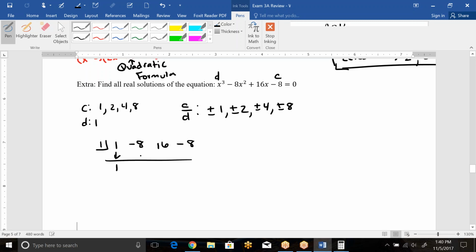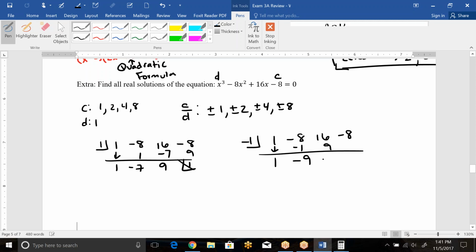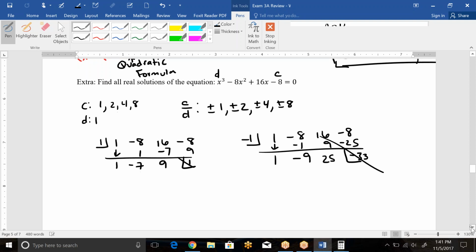Pull down the 1, multiply, that's -7. Multiply, that is 9. Multiply, so that's a 1. That's not a remainder of 0. And then try -1. So that's -1, that's -9. Multiply, that's 9. That is 25. Multiply, so we're getting even farther away from 0. So that's -33. So not working. So I'm probably going to stick with the positives.